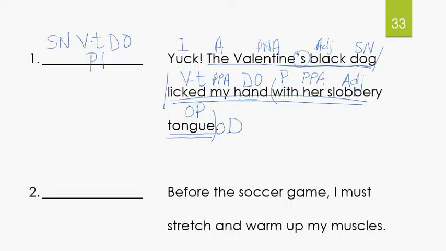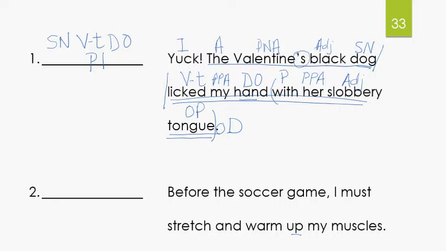All right, let's do this one down at the bottom. Before the soccer game, I must stretch and warm up my muscles. Do you see any prepositions? Now, it looks like up is a preposition, doesn't it? Up what? And you might want to say muscles. But if you really think about this sentence, you're not going up anything.